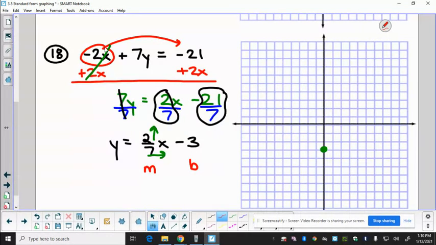Now I don't think I can get another point going that way, but what I could do is the opposite. I'm gonna go down 2 and left 7. If I look carefully, those are all lined up. They're collinear. There's your line.